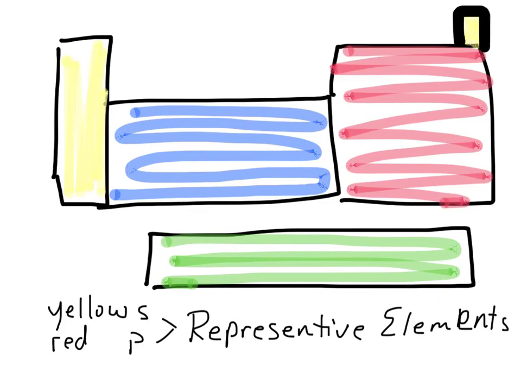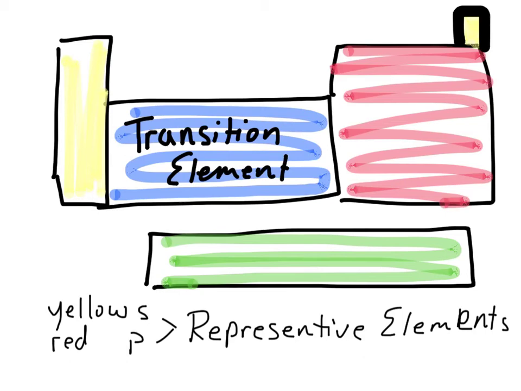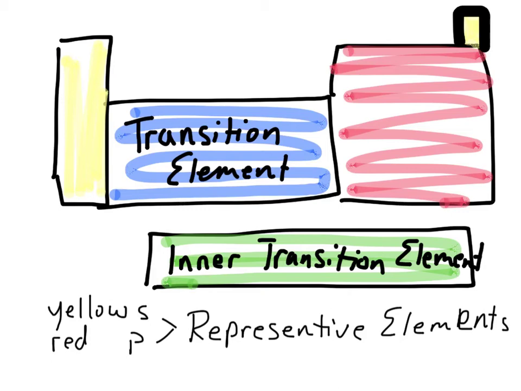The ones in the blue are known as the transition elements, and the ones in the green are known as the inner transition elements. So if you're asked what kind of an element it is, then you need to find out where it's at.